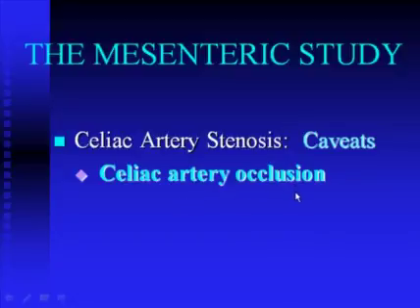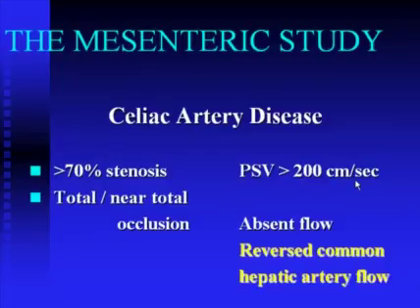You may not be able to visualize the origin of an occluded celiac artery clearly at all, and you certainly can't get Doppler signals from an occluded blood vessel, so you will not be able to record a proximal celiac artery flow, in which case the question is always, did I not see the celiac artery, or is it in fact completely or near totally occluded?